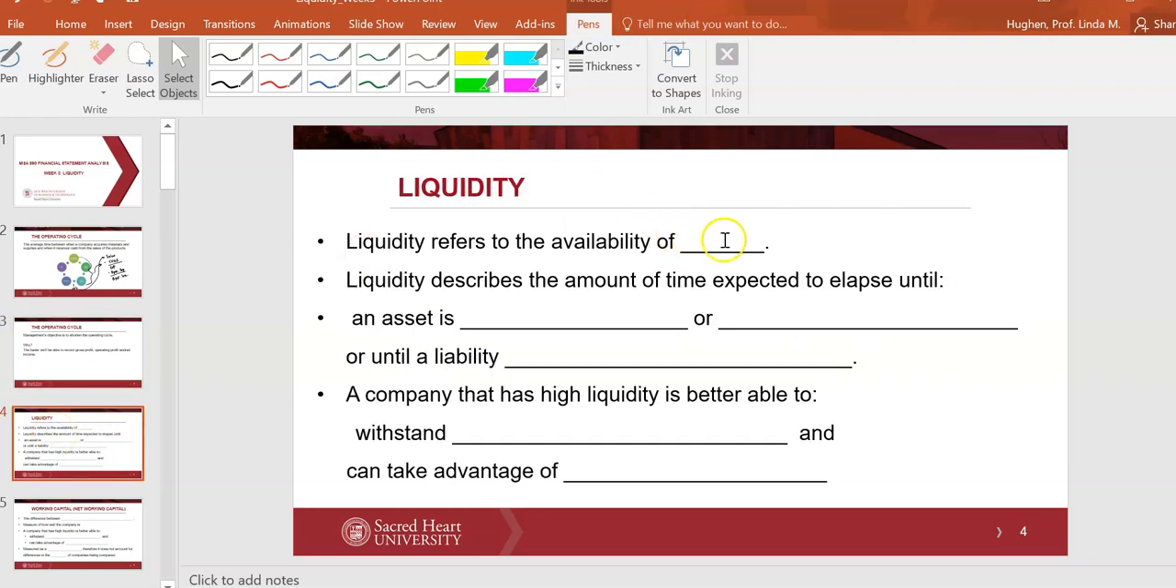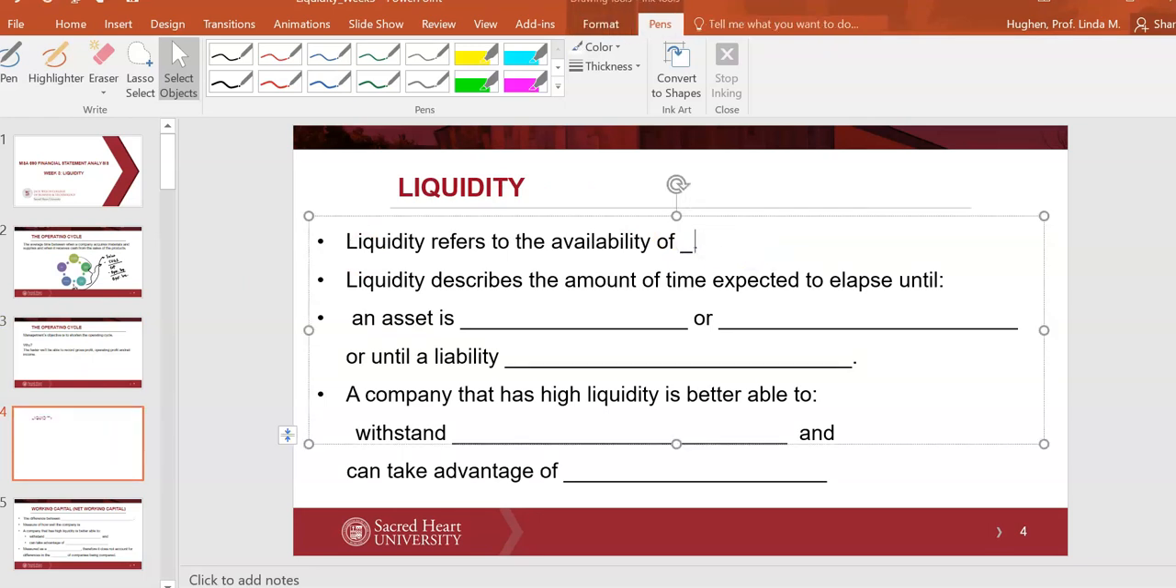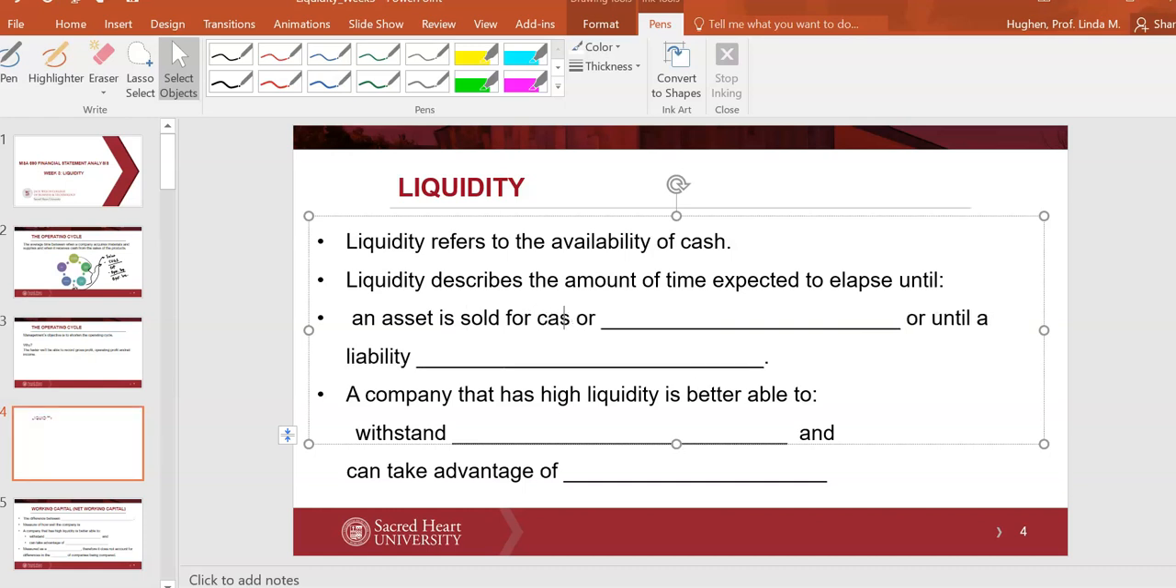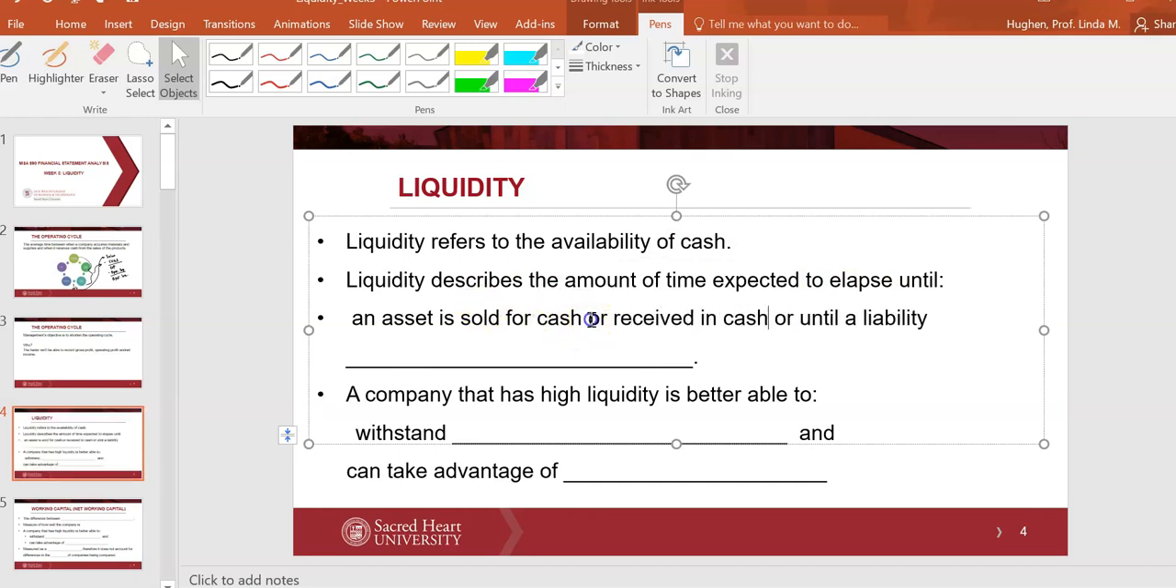Now let's talk about liquidity. Liquidity refers to the availability of cash. It describes the amount of time expected to elapse until an asset is either sold for cash or received in cash. So what are we talking about? What assets are sold for cash? Typically inventory. We don't want to include plant, property, and equipment. Ideally, a company is not in business or doesn't raise cash by selling off its plant, property, and equipment.